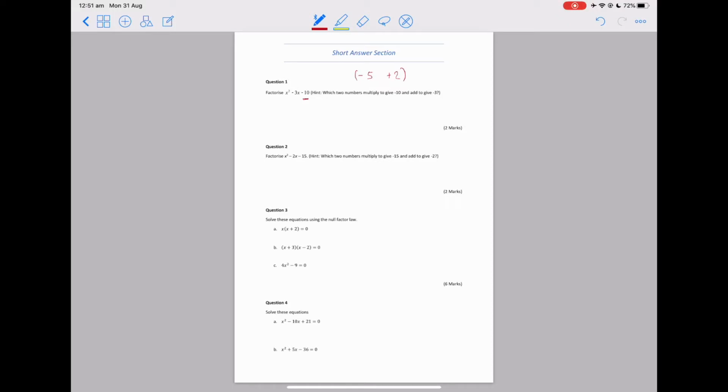Therefore, if you're writing this, it's going to be (x - 5)(x + 2), and we're going to leave that as our answer. We don't really need to solve for it because the question just wants us to factorize.